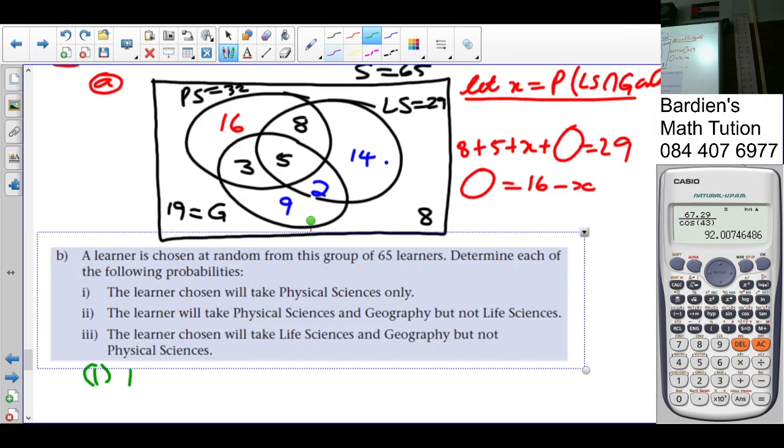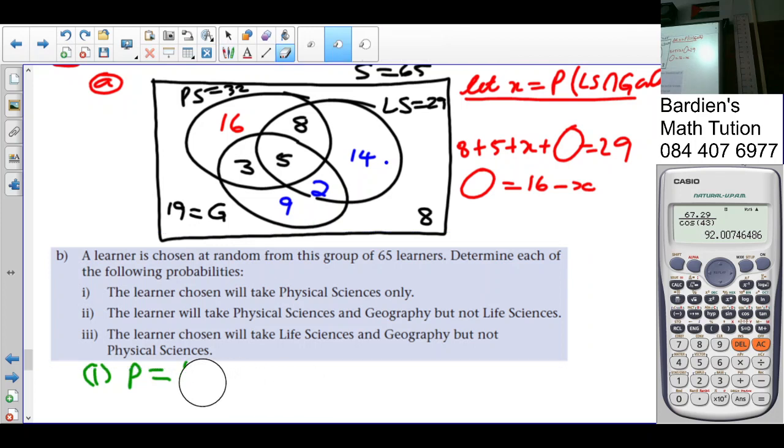So physical science only is what? 16 out of 32. No, not 32. 65. 16 out of 65. You can't simplify from there. Not so? Go with number 2.